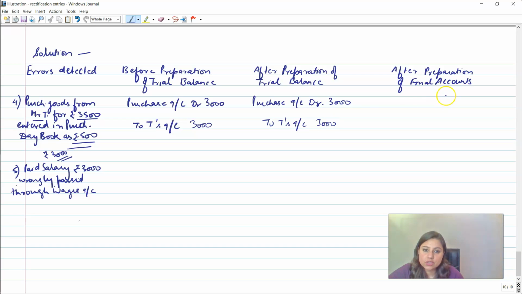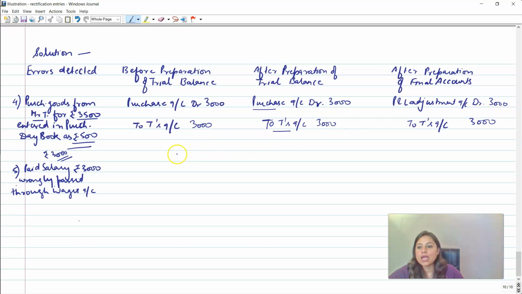And in the case of preparation of final account, since we know that this is a nominal account and this is a personal account, the rectifying entry would be passed directly to T's account, and it would be with 3000 only. However, in the case of purchase account, we would be passing the entry through P&L adjustment account. Debit 3000. Clear? And now coming to paid salary rupees 3000 and wrongly passed it through the wages account.